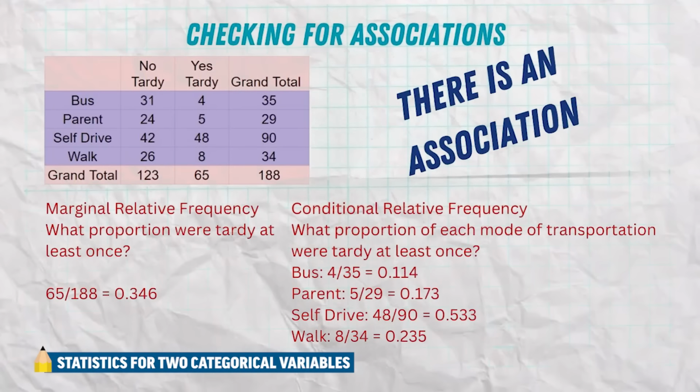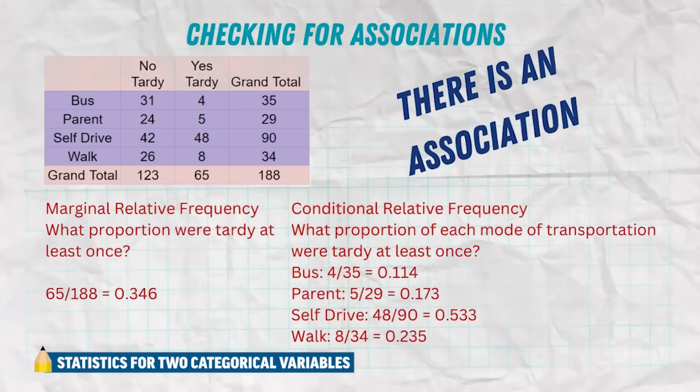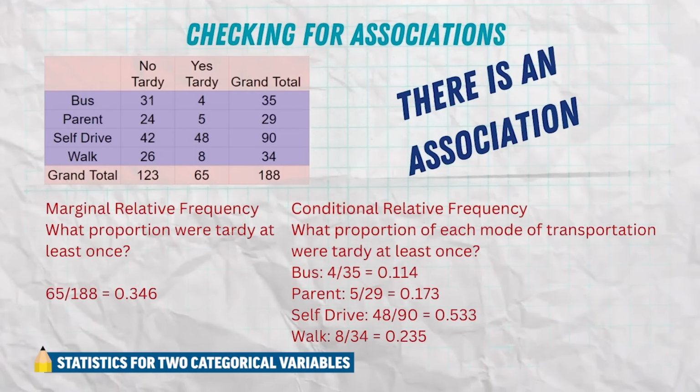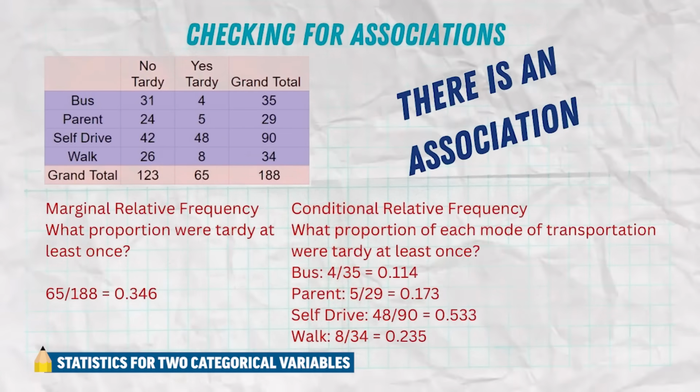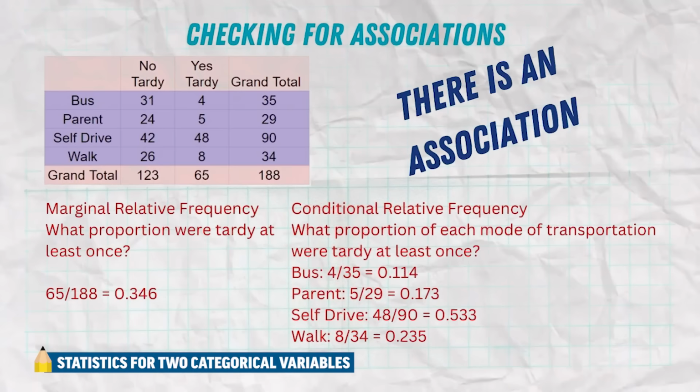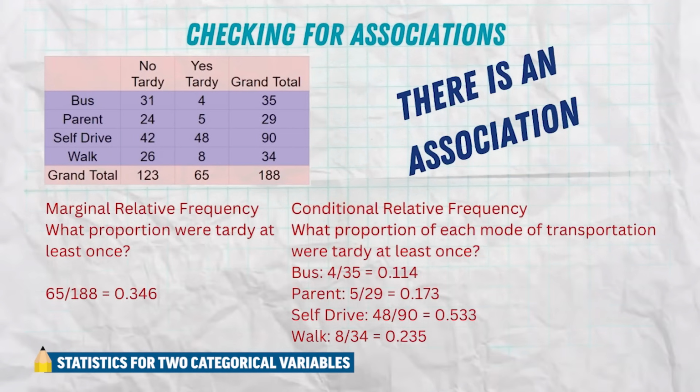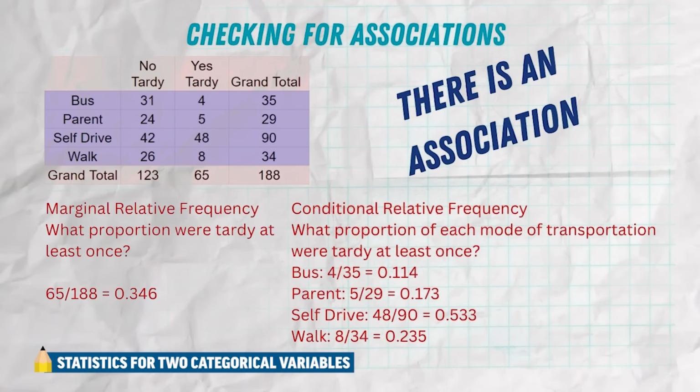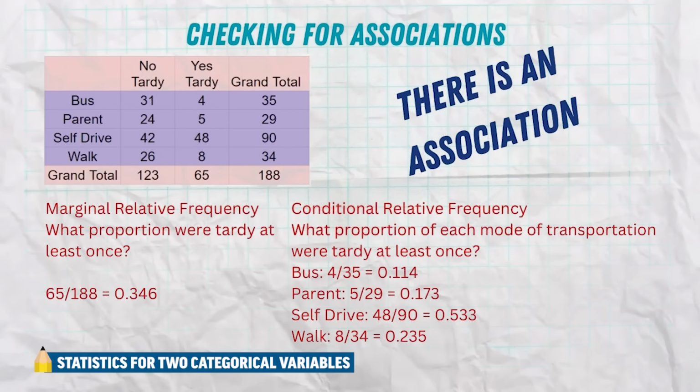Now, that's in stark contrast to looking at this example. So here I'm using the same concept, the same idea, being tardy, yes or no, and how you got to school, but I changed the numbers a little bit. But first, I want you to notice that the grand totals are all the same. It's the numbers within the table that I made different. Now, in this example, we're going to see that there is a clear association.